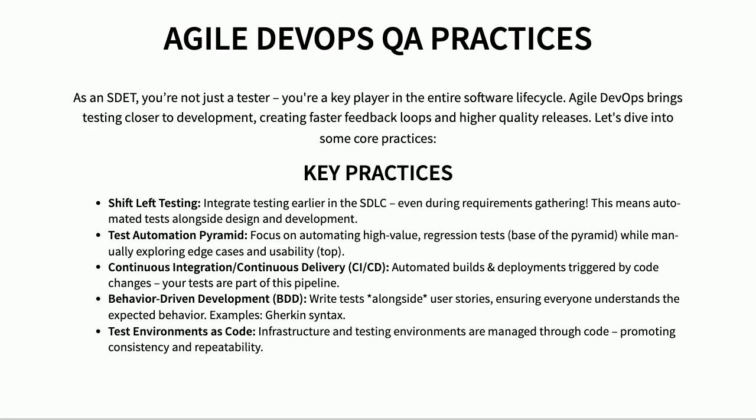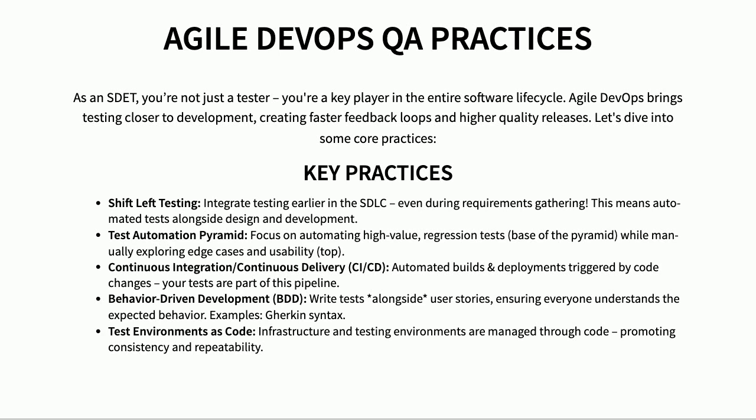Okay, let's talk about how Agile DevOps changes the game for quality assurance. As an SDET, your role is evolving beyond just finding bugs. You're a core contributor to building faster, more reliable software. We're focusing on shifting left, which means bringing testing into the early stages of development, even when requirements are being defined. Think about automating tests alongside design and coding.